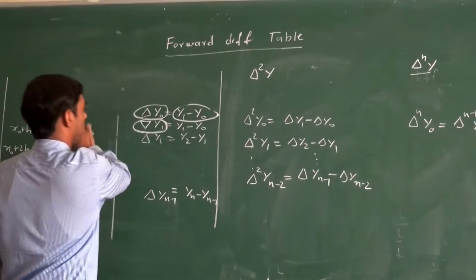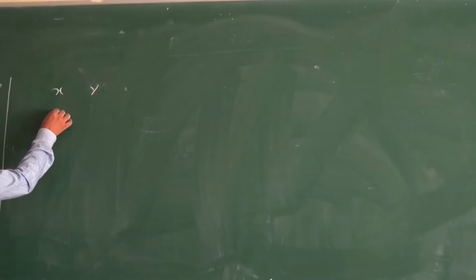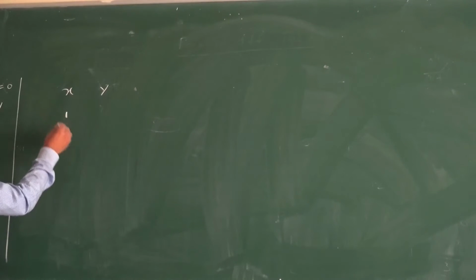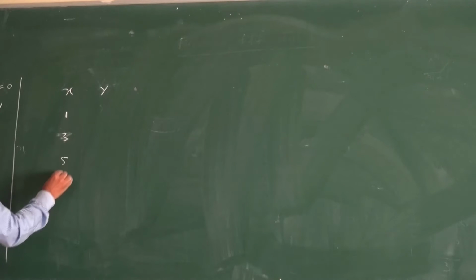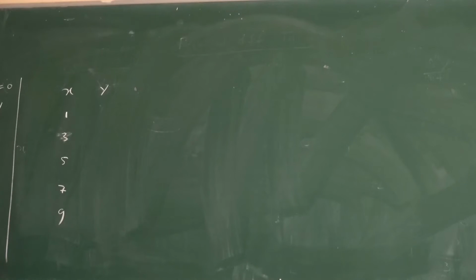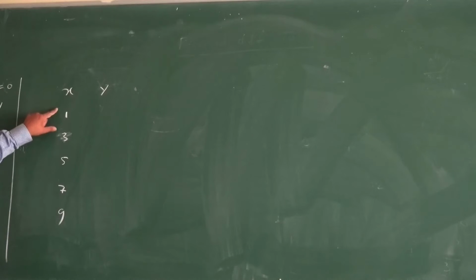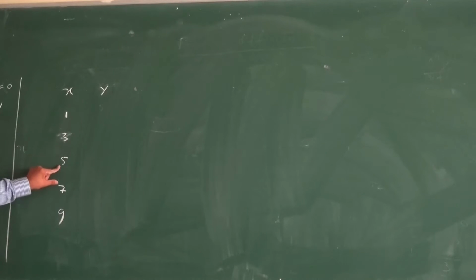Suppose x and y are given. Suppose x is 1, then 3, then 5, then 7, and then suppose this one is 9. This is for equal class interval, because the forward and backward difference operators we defined earlier are for equal class intervals. So here the difference is 2, here the difference is also 2, and 2, and 2.